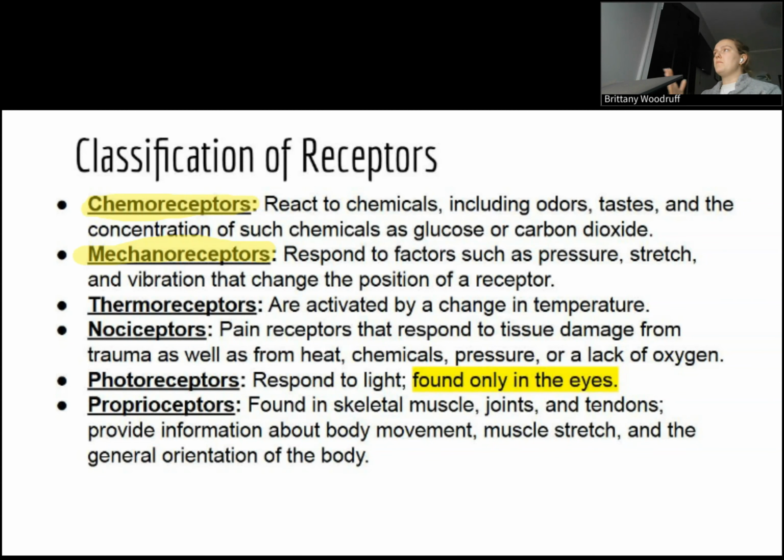Next, you have thermoreceptors. So think of a thermometer. Thermoreceptors are going to be activated by a change in temperature. So you can have warm receptors or cold receptors.